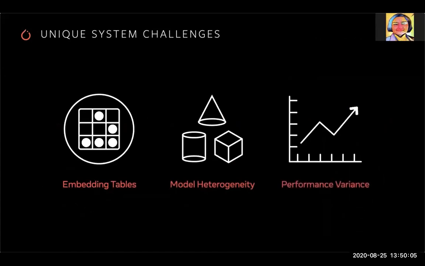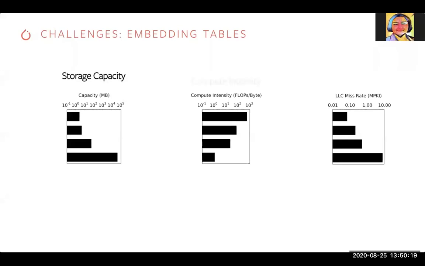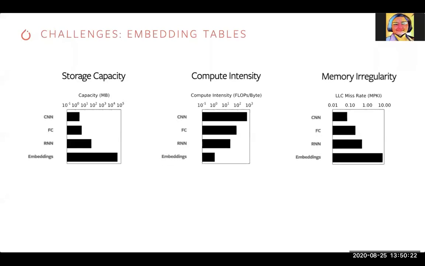This poses some unique challenges for building recommender systems, and they fall under three main categories: the embedding tables, the model heterogeneity, and the performance variance. Embedding tables are an order of magnitude larger compared to the CNN, RNN, and fully connected models. However, when we look at the compute intensity side, their requirements are much lower, so they need fewer flops per byte. Due to the sparse nature of the data, the memory access pattern is very irregular, however, and this poses additional challenges.